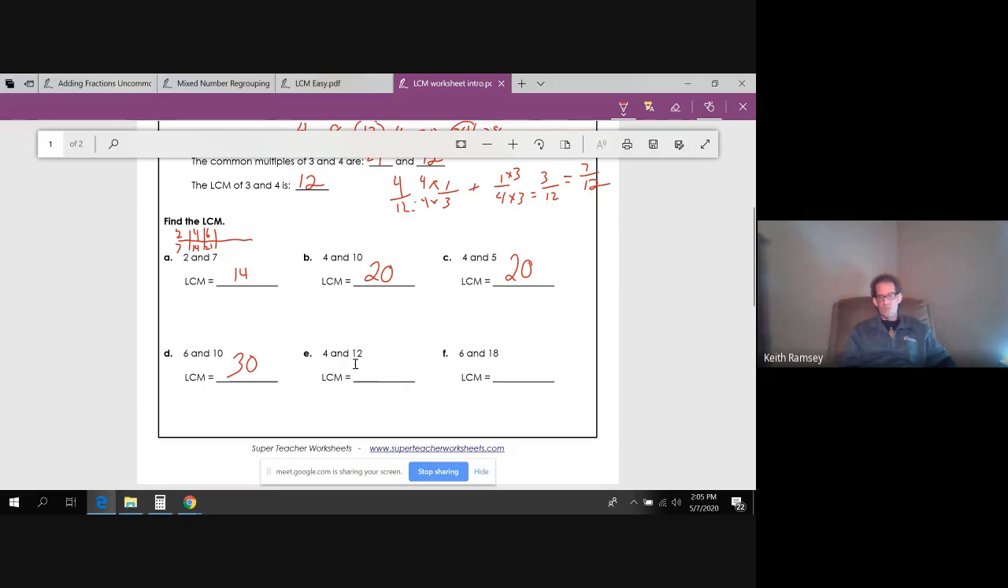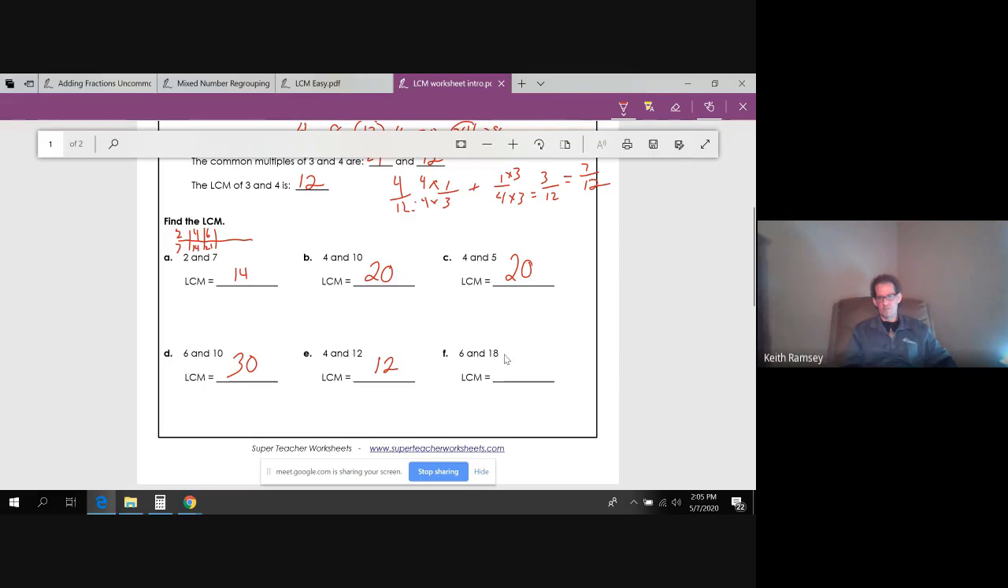For 4 and 12, sometimes one of the numbers is the least common multiple. So that's why it's important to remember that 12 is the first multiple of 12, 12 times 1. And then for 4, we'd have 4, 8, and then 12. So for this example, the least common multiple actually is 12.